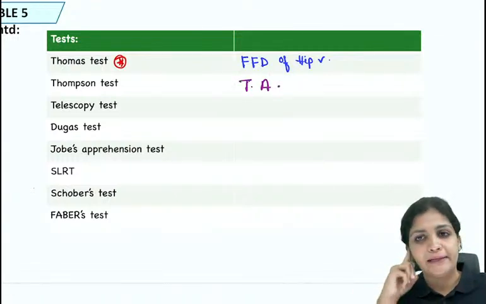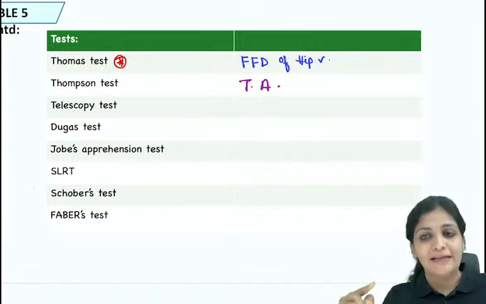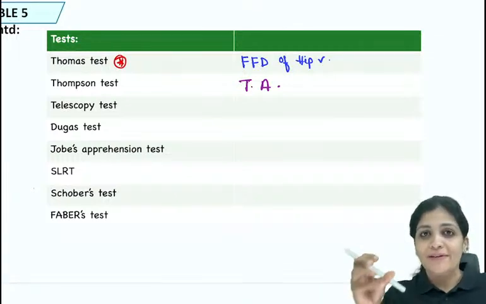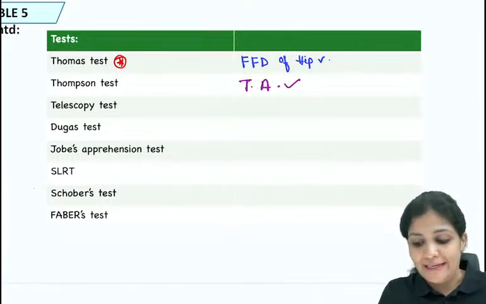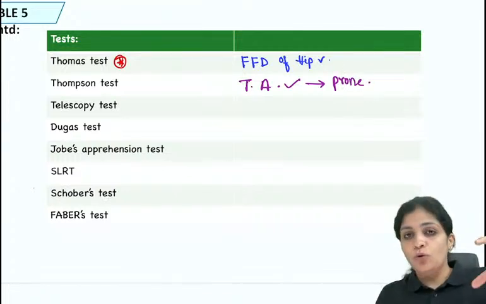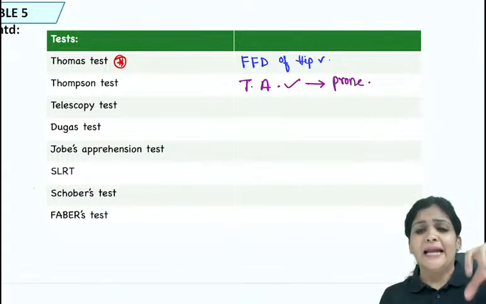So if you remember, the tendo-Achilles is formed by the gastrocnemius and the soleus together. They get inserted into the calcaneal tuberosity, right? So this is the basic chunk of the sole. So whenever there is a tear in this tendo-Achilles, now what you do? You put the patient in the prone position and you squeeze both the muscles. You squeeze the soleus and the gastrocnemius.